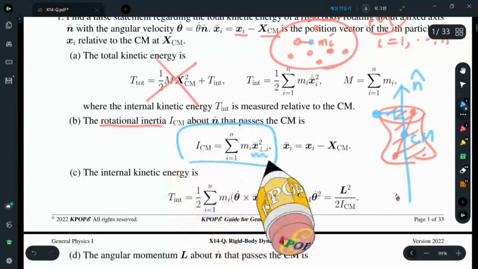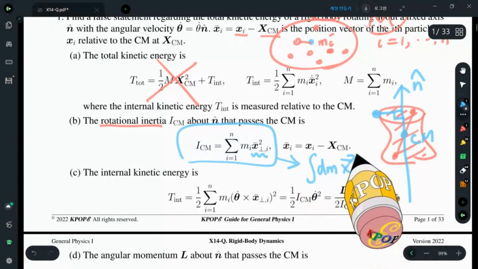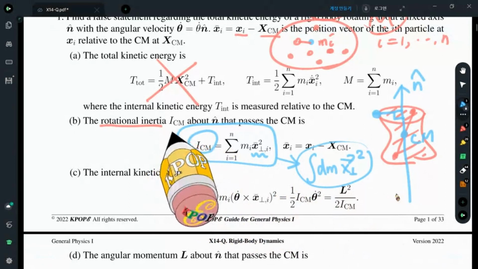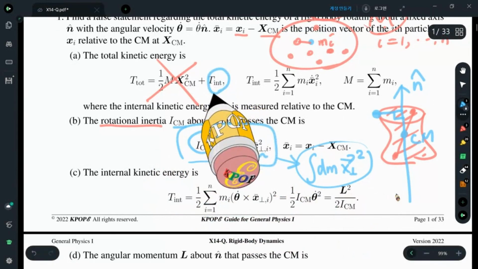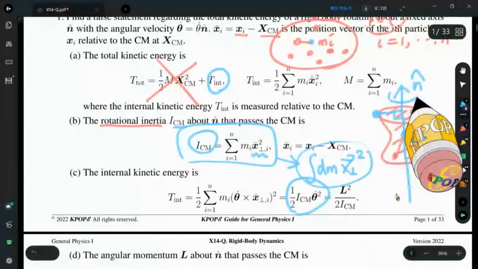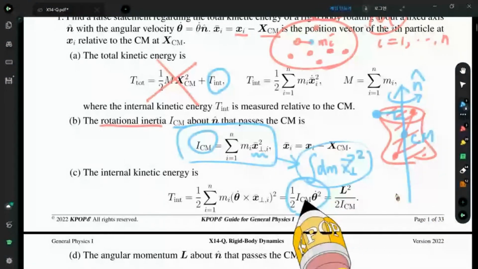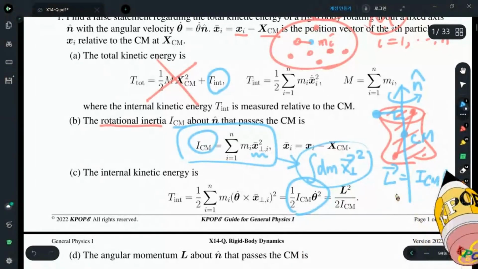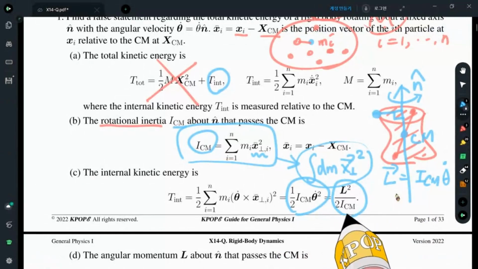In that case, this can be expressed in terms of an integral when the mass distribution is continuous. So this is the same as the rotational inertia about an axis that is passing through the center of mass. Then this internal kinetic energy can always be expressed as 1/2 I theta dot squared. Theta dot means the angular velocity with respect to the axis of rotation. I told you in the previous class, the orbital angular momentum can be expressed as I_CM theta dot. So this can be expressed as angular momentum squared divided by 2 I_CM.